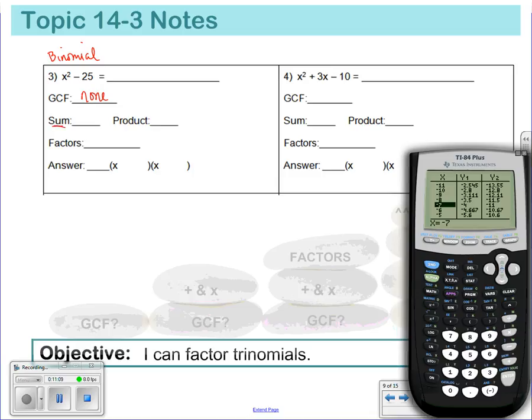So because there's no number in front of the x, our sum is going to be equal to 0. Our product is still the first term times the last, which is going to be a negative 25. So I'm looking for two numbers that will add up to 0, but will multiply to be negative 25. I want to find what two numbers will multiply to negative 25. So for y1, I have negative 25 divided by x, and for y2, negative 25 divided by x plus x.